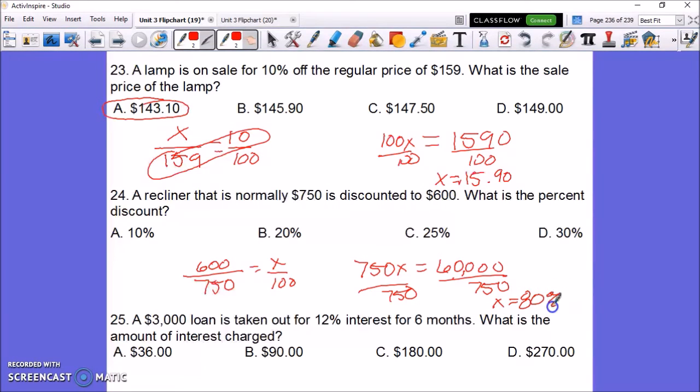Now this is the percent of the total cost that we're paying. So if we start at 100% and we go down to 80%, we have lost 20%. So it was 20% off.